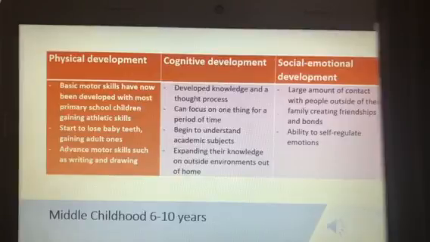They also start to understand what is expected from them and begin to want to do the right thing. It is seen that in cognitive development at this stage, their development of knowledge and thought processes has been broadened. They can also focus on one thing for a longer period of time.